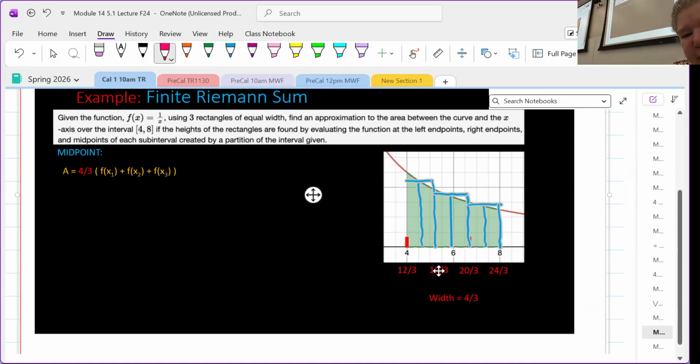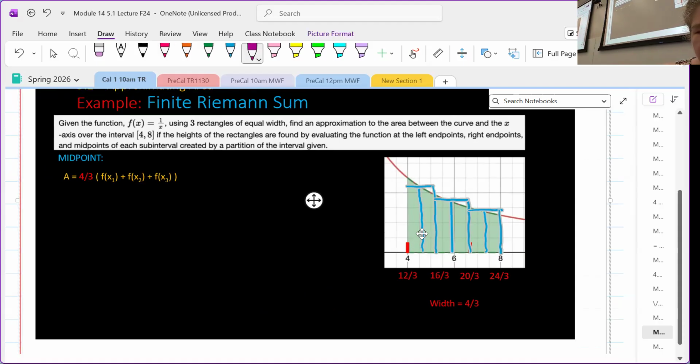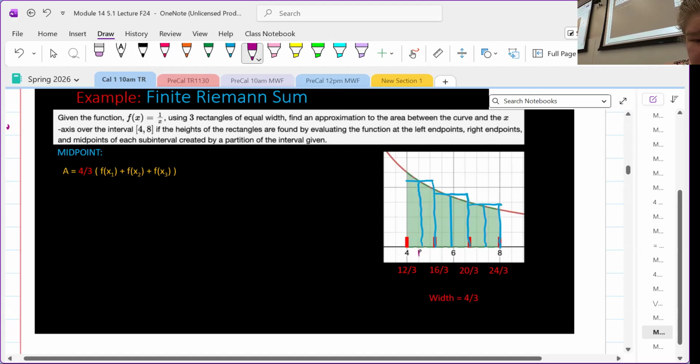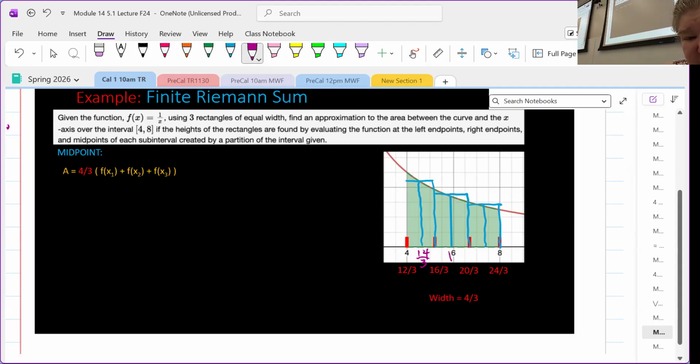So between 12/3 and 16/3, halfway between those is 14/3. And then halfway between 16 and 20 is 18/3, which does actually reduce to 6. And then halfway in between the 20 and the 24 is 22/3. So those are the three x values we're going to use. It's still our same rectangle width. We're just picking slightly different function values.